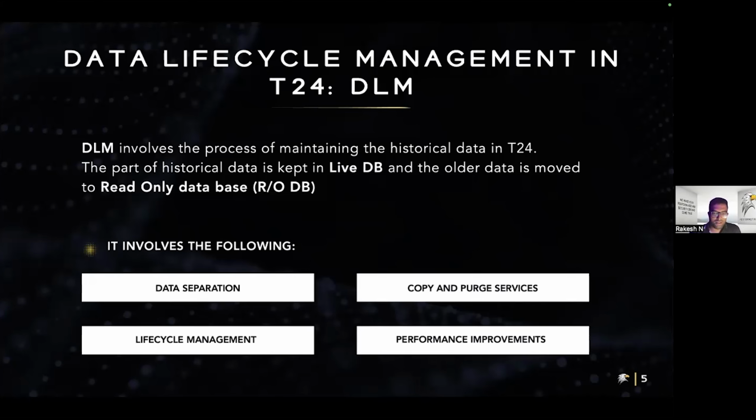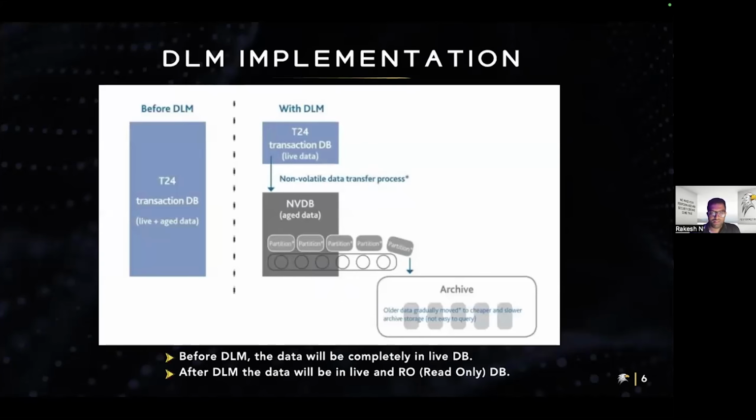Then lifecycle management. Once we implement the DLM, while implementing, we'll choose which application has a live retention of 3 months, an RO retention of 7 years, an ARC retention of 10 years, something like that. After the implementation as well, we can change this accordingly. That we'll call lifecycle management. And then, what are the performance improvements if we choose this? In this session, let's see how it goes.